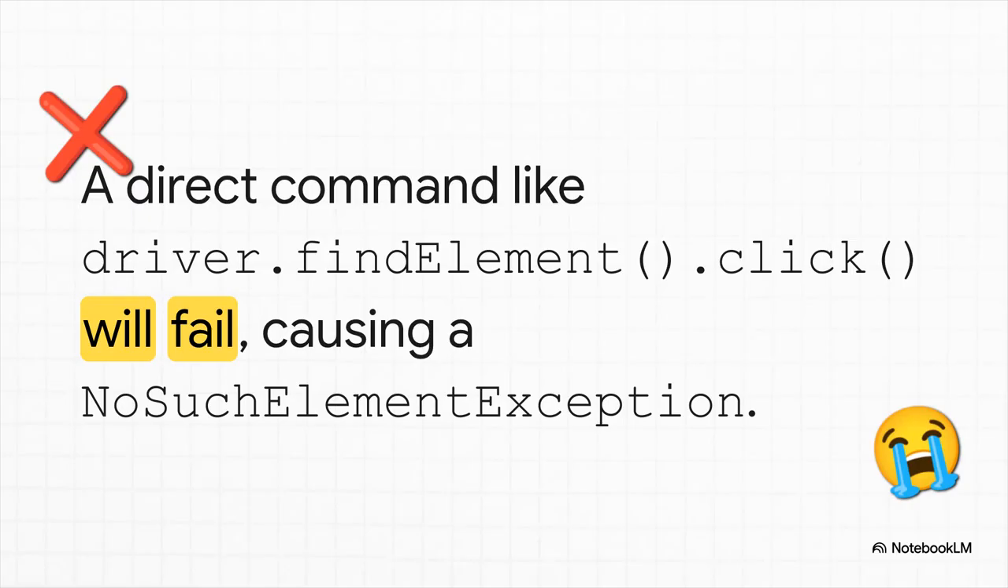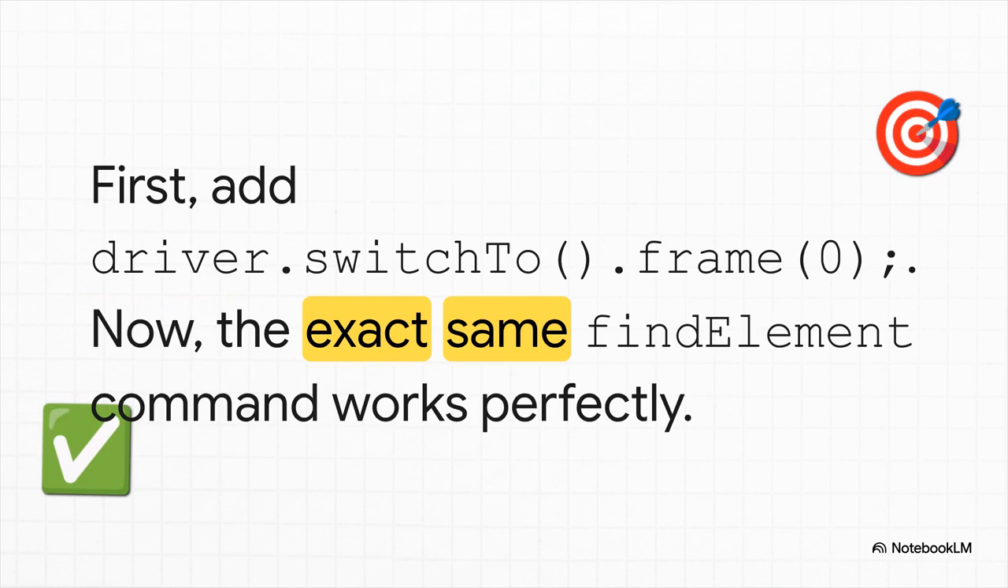Okay, so let's go back to our original problem for a second. This is the code that failed, right? A totally normal direct command to find an element and click it, which just gave us that no such element exception. And here is the fix. Look how simple this is. We just add 1 line of code before our action. We tell the driver to switch to frame 0, and just like that, the exact same find element command works perfectly. The context is now correct, and WebDriver knows where to look.